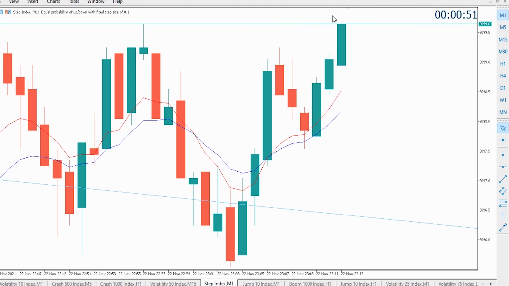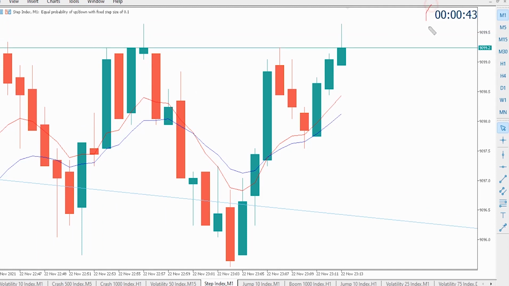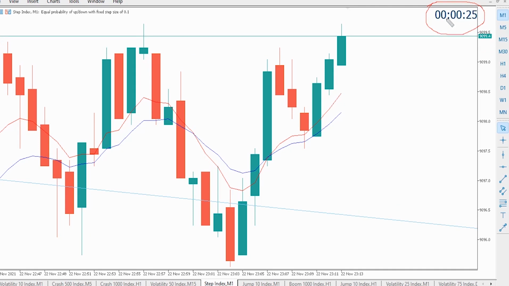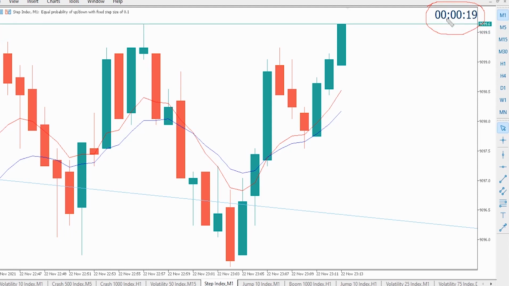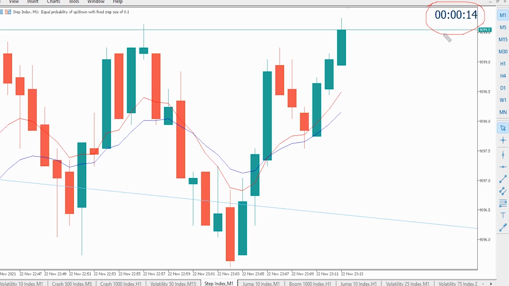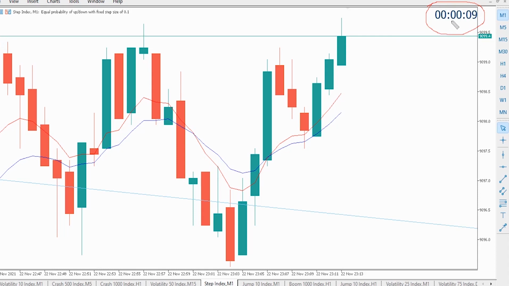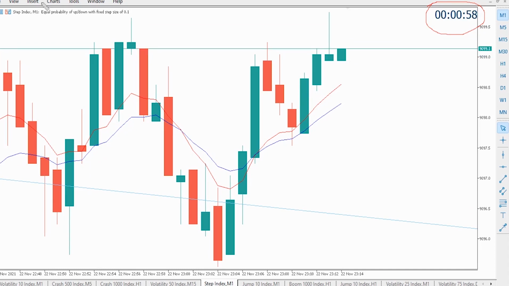Currently I'm on MT5 on my PC. I've installed a timer here. This is just an indicator. So if you want to install a timer on your MT5 or MT4, whatever, you need an indicator for that. It doesn't come with MT5, so I did this myself. So back to what I want to show you today: the open, the close, and the wick of a candlestick.